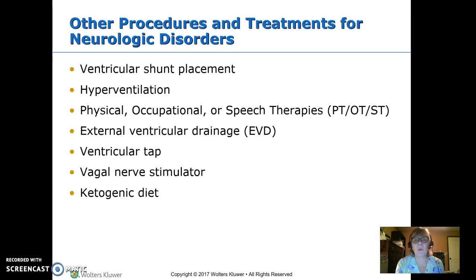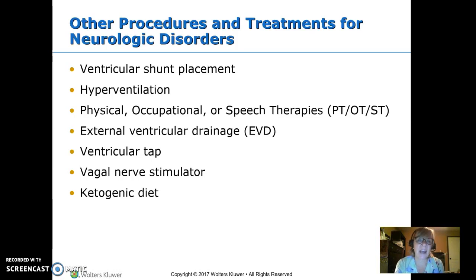Hyperventilation, if we're worried about swelling, a child's had a head trauma and we're worried about swelling, remember swelling can get worse for 48 to 72 hours. So sometimes we will hyperventilate to lower the CO2, to constrict blood vessels a little bit, to minimize just volume inside the cranium, and try and prevent worsening cerebral edema.